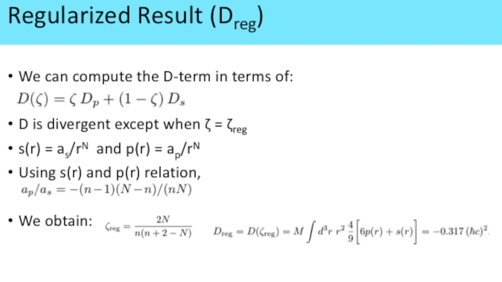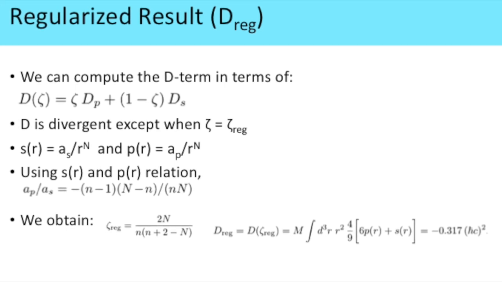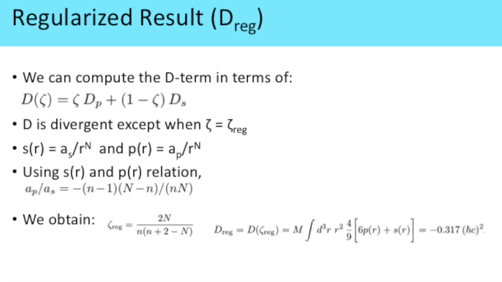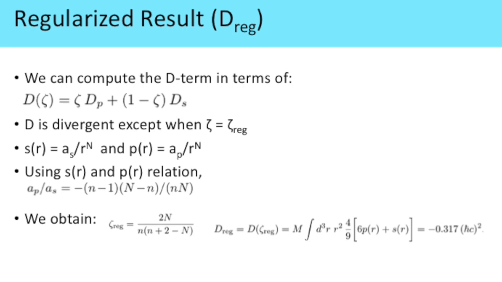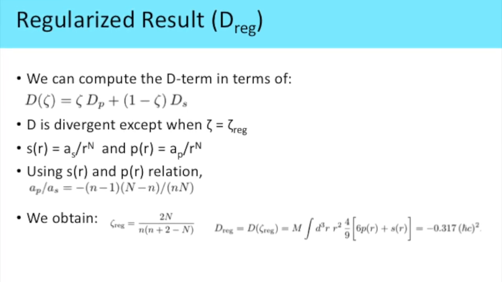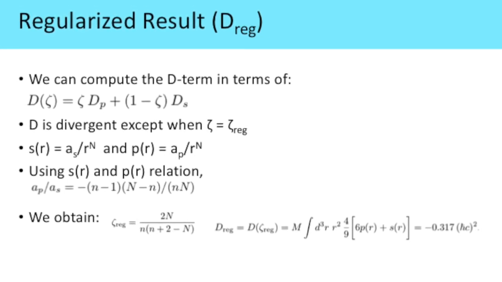In order to obtain a value for the D term, we adopt a regularization prescription. To obtain a finite result for the D term, we observe that in a theory where the energy-momentum tensor is conserved and the integrals defining dp and ds exist, we can write the D term as a linear combination of dp and ds, which is the first equation shown in the slide. d zeta is divergent for all zeta except for the one value where zeta equals zeta reg. We choose d reg equals d zeta reg, where d reg is finite.